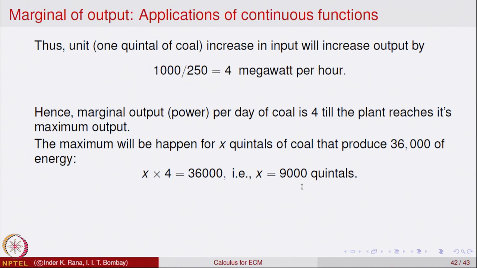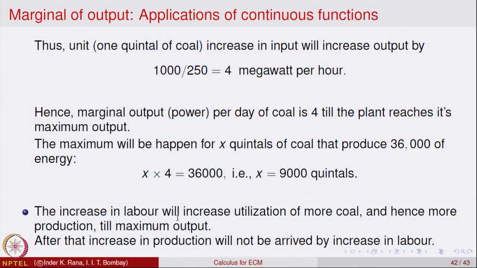That means after that, even if we bring in more coal, the power is not going to increase, the production is not going to increase. If you bring in more labor to bring in more coal, the increase in labor will increase utilization of more coal, and hence more production, till the maximum is reached. After that, even if there is an increase in labor, the output is not going to increase, because that is the maximum capacity of the plant.